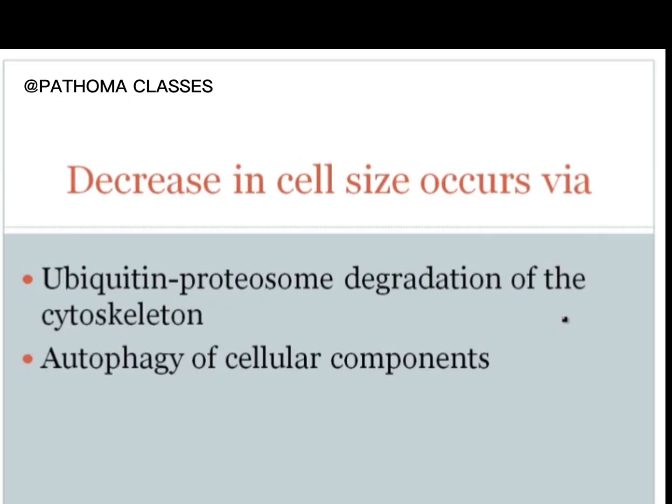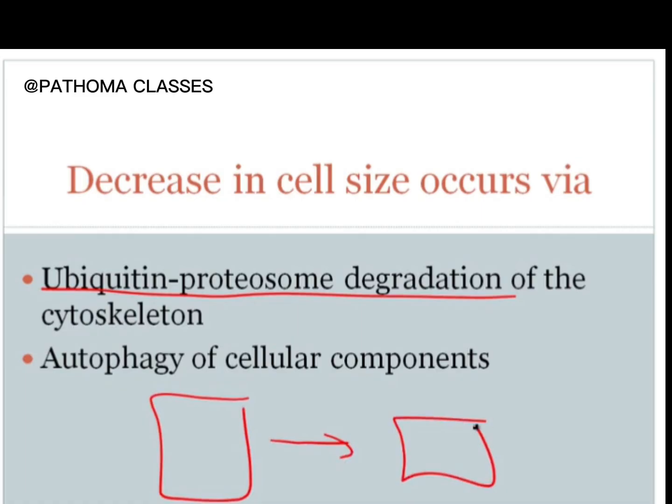A decrease in cell size is going to occur by 2 primary mechanisms. The first is something called the ubiquitin proteasome degradation pathway. Now, what's the idea here? Well, recall that if you've got a cell that's this big, and you want the cell to shrink down to something that's smaller, in order for the cell to shrink, this skeleton, called the cytoskeleton, that was maintaining the size and shape of the cell, has to be broken down so that the cell can become smaller.